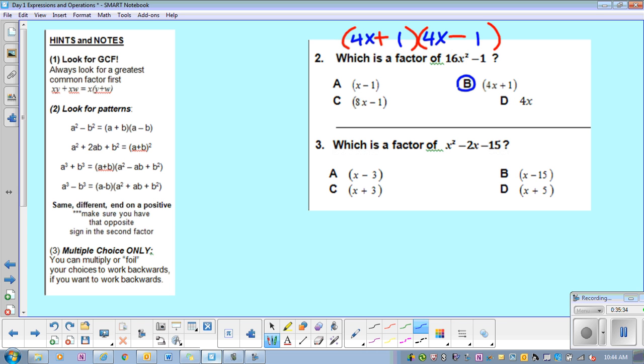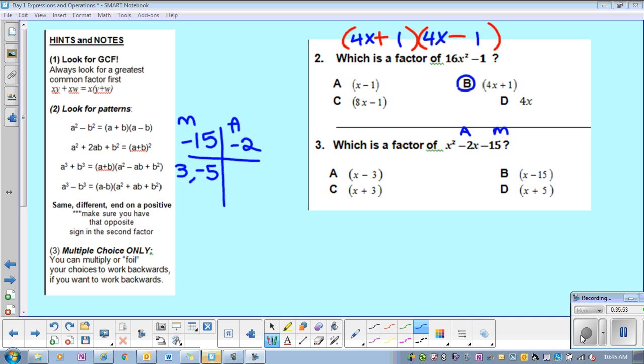Number 3, which is a factor? Guys, just plain old AM. I want you to do that. Find the two numbers that multiply to give you negative 15 and add to give you negative 2. Give me one of the factors, please. 3, negative 5. Excellent. So that tells me that my factors are x plus 3 and x minus 5. So which one of those has it? A, B, C, or D? C. Good. All right, questions about this?